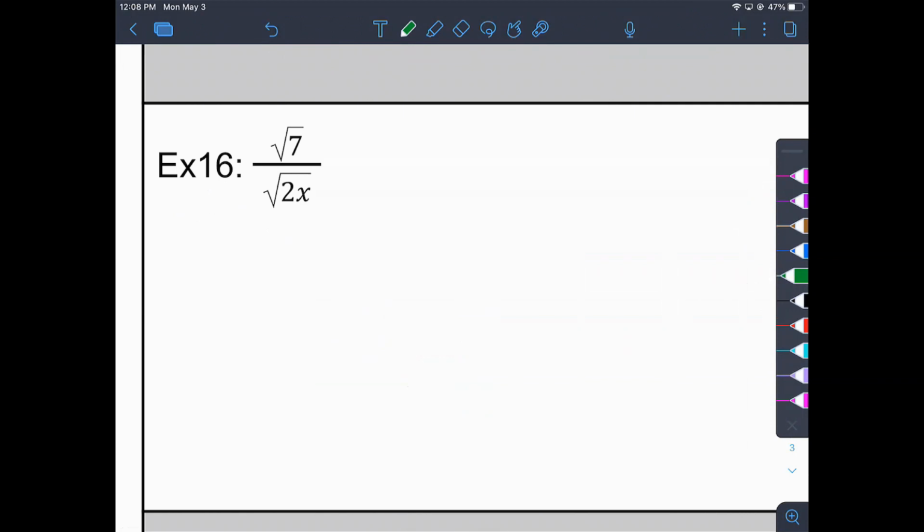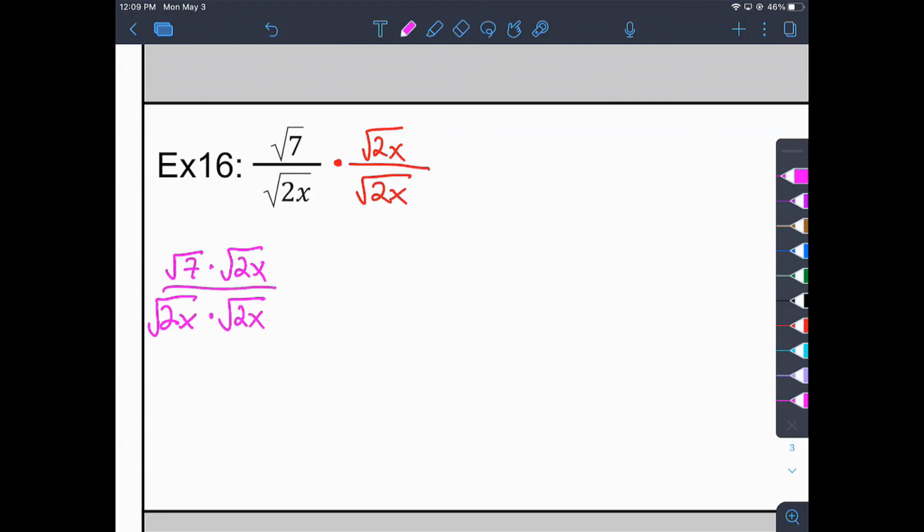Root 7 over root 2x. Okay, we're going to follow that same pattern. We need to multiply by something to get rid of the root. So if I multiply by the same root that's already there to top and bottom, let's see what happens. That'll be root 7 times root 2x over root 2x times another root 2x.